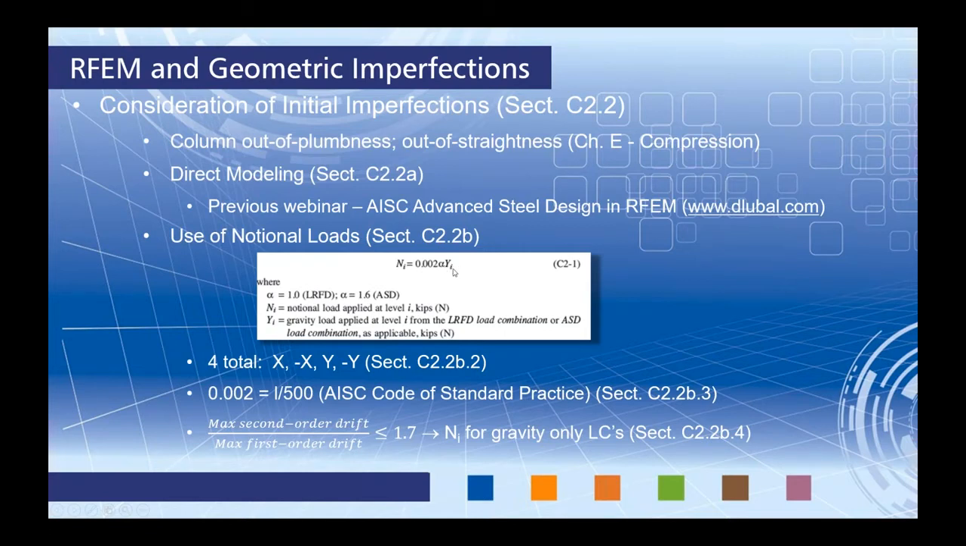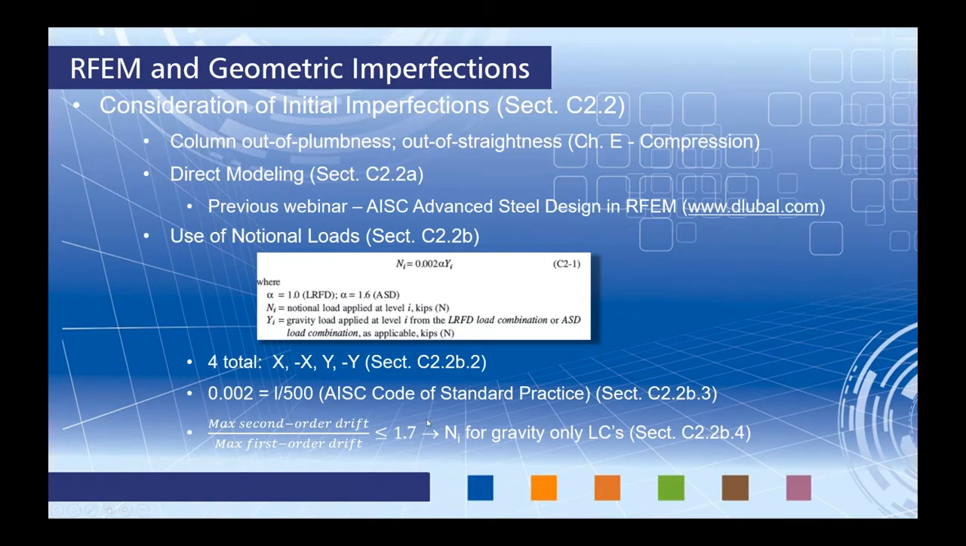The code also tells us that we need to consider 4 different notional load cases. We have 2 orthogonal directions and both positive and negative. So in accordance to RFEM, this would be both positive and negative X direction and Y direction. As I mentioned, the 0.002 comes from the AISC Code of Standard Practice for L/500. The code does tell us that if we would like to adjust this for whatever reason, we can do so, but this is the suggestion directly from the AISC.